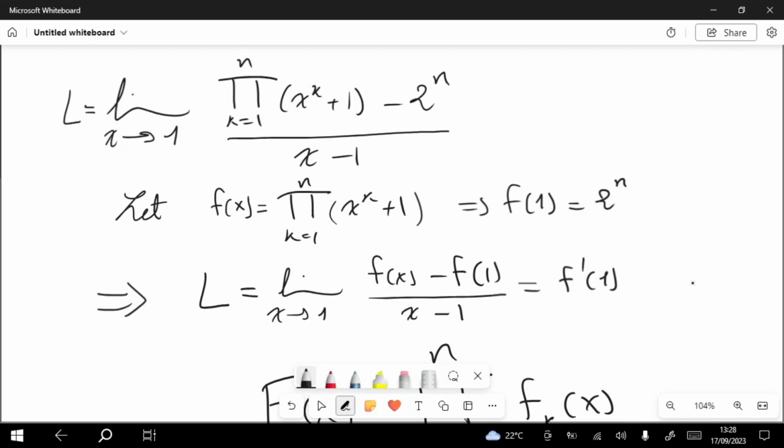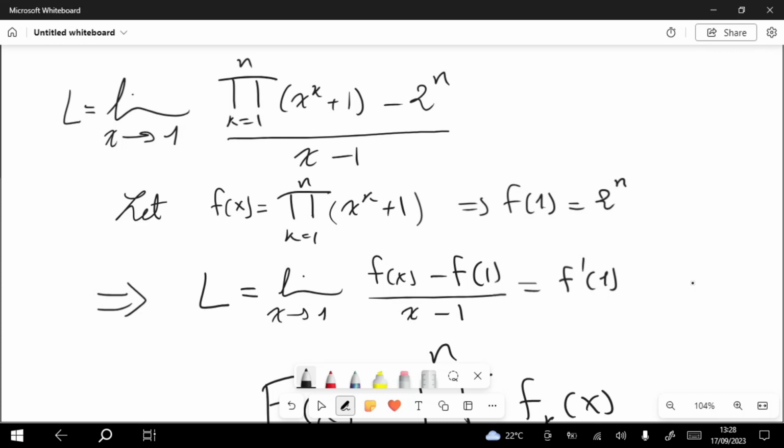So I was doing this limit right here, and in order to calculate it, I assumed that this is a function, since it looks a lot more like a derivative definition. If you let this be the function, f of 1 is 2 to the n, since when you replace this with 1, that becomes 2, and 2 times itself n times is 2 to the n, obviously. So this limit becomes the limit as x approaches 1 of f of x minus f of 1 over x minus 1, which is f prime of 1.